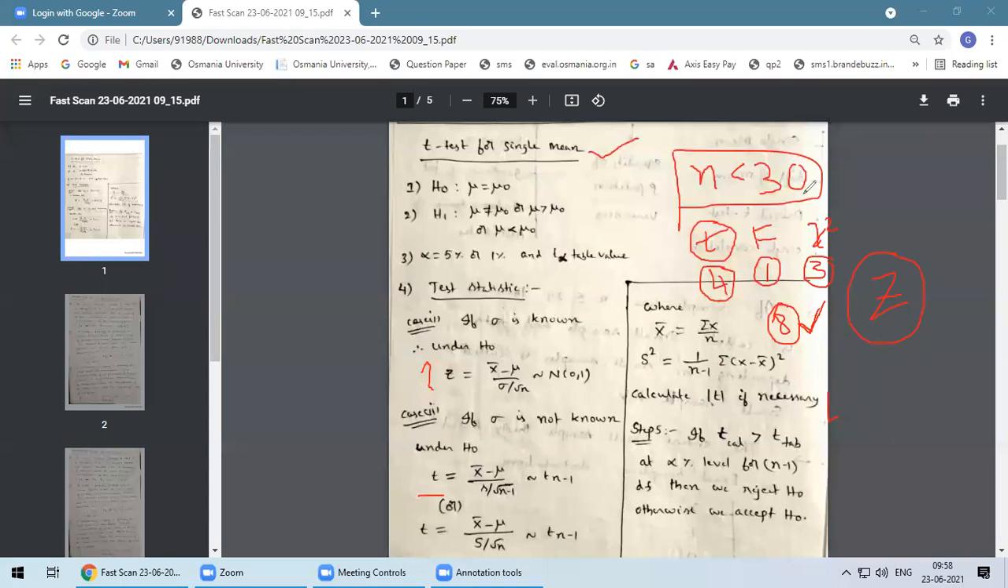Anyway, first we'll start with the t-test. The first procedure is the t-test for single mean.